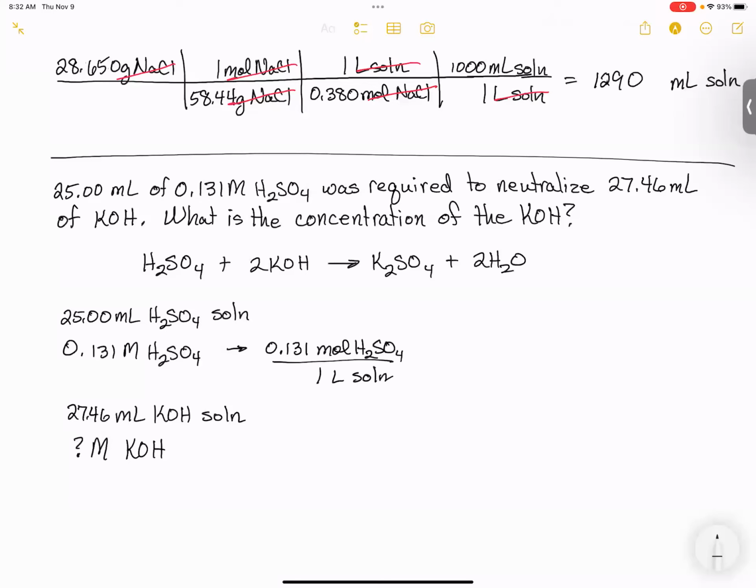The fact is, you don't want to start a problem with the substance you got a question about. You want to start the problem with the substance you don't have a question about. So we will be taking this 25.00 milliliters of H2SO4, and we will be converting that into milliliters of KOH.